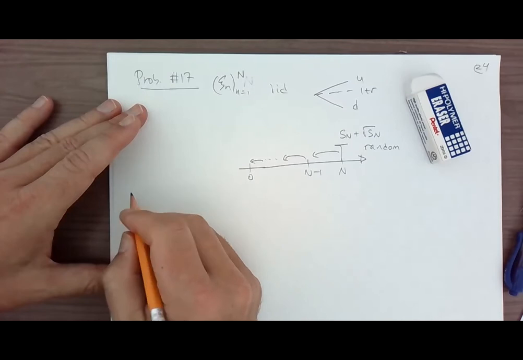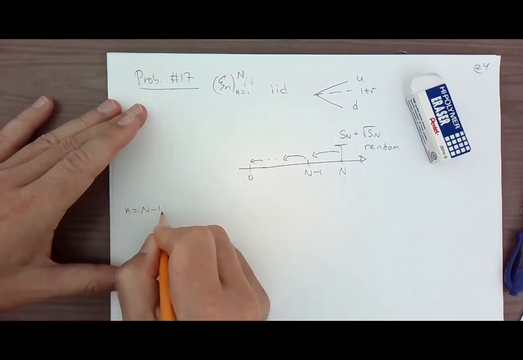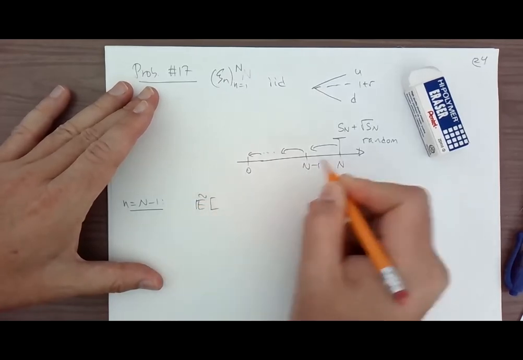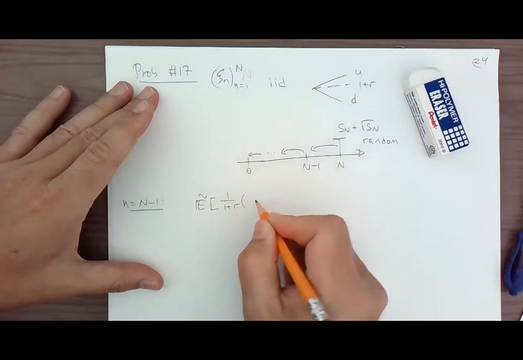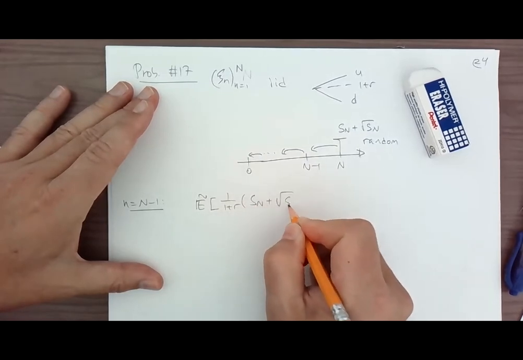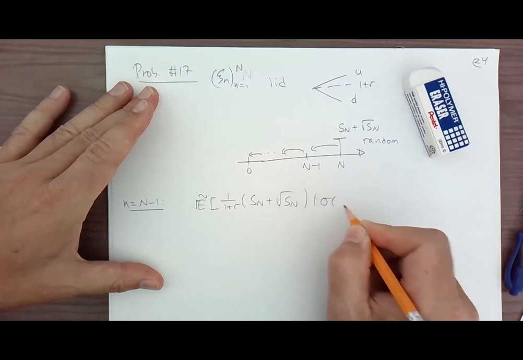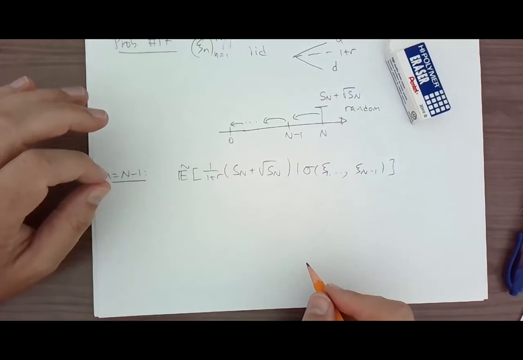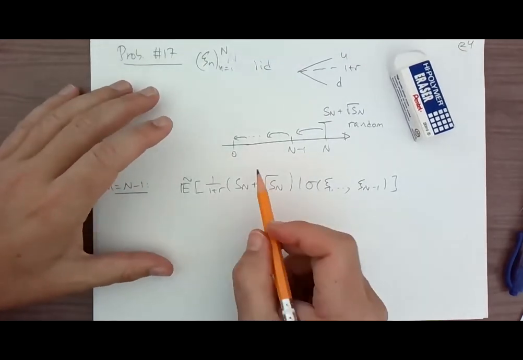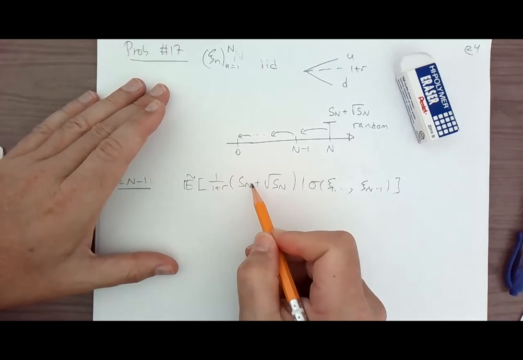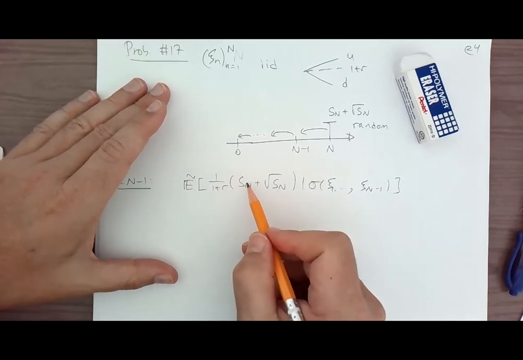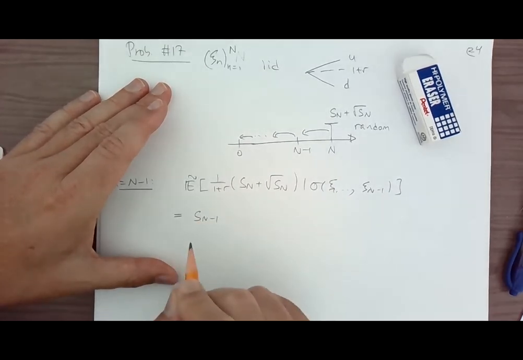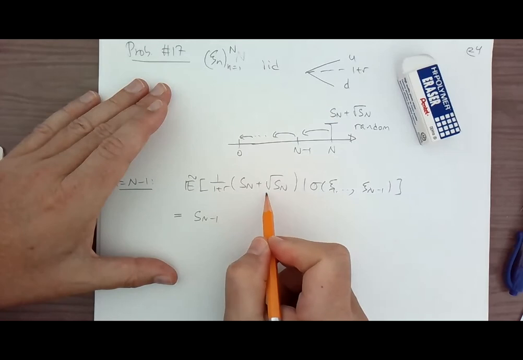If I look at the price at time n minus 1, so we go back 1, I'll have to compute the conditional expectation of the discounted payoff. So this is 1 over 1 plus R, Sn plus root Sn. And then the first coin flips. So the first part here is a nice one because you have a martingale. You know that the discounted stock price is a martingale. So this here will be Sn minus 1.